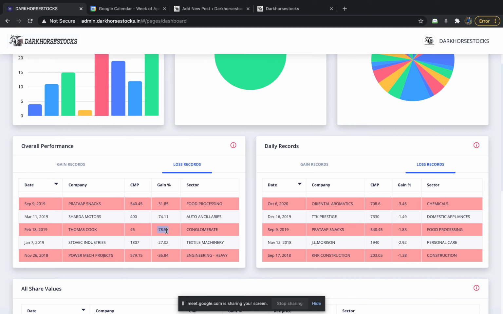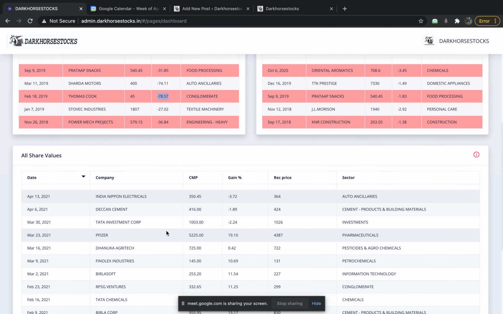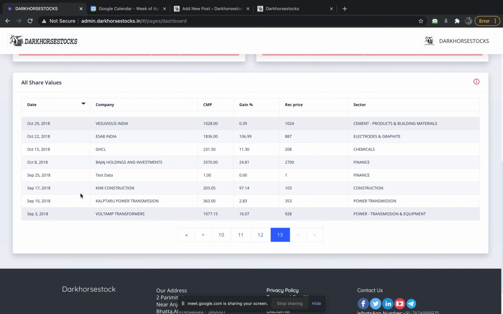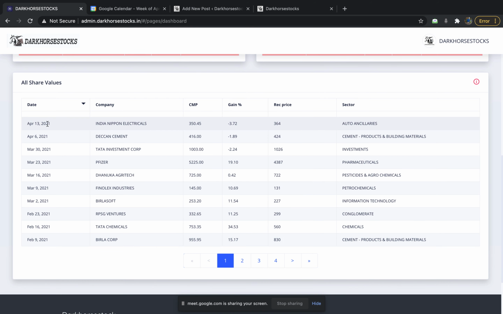And the last section is all share values. This is how you can get the list of all the dark horse stock ideas that have been suggested since the beginning. You can check our performance from the beginning. For example, if you go back in time, we have posted the list from September 3, 2018 to April 13, 2021. That is more than 135 ideas.